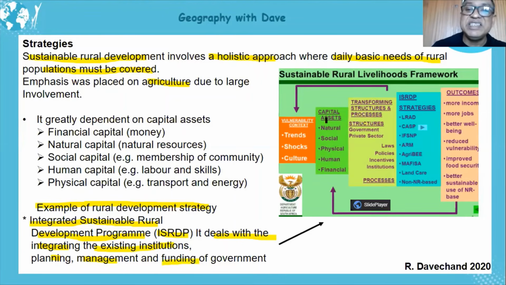If you look at these things, one that comes in, a very important one, is your capital assets. Like your financial capital, which is money. If you don't have it, there's a problem. Natural capital, which is your natural resources, the raw materials. Social capital, membership of a community; you work together, you form organizations in the community that work together. Human capital, of course, that's your labor and the skills of the people, which you need, because if you don't have skills, you don't have much effective development.